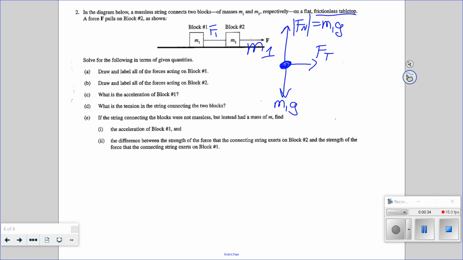So I don't need any force of friction. That helps us out. We'll have exactly the force of tension back. In fact, they're connected by a rope. They're action-reaction forces. Block 1 pulls on block 2, so block 2 must pull on block 1 back.